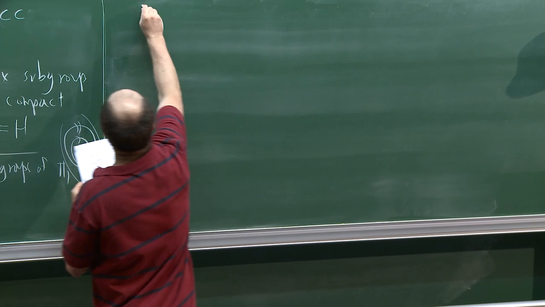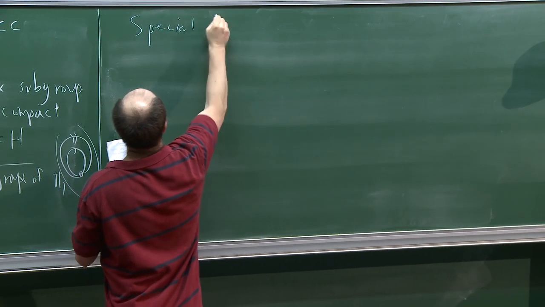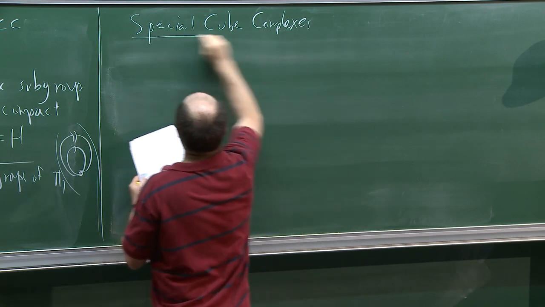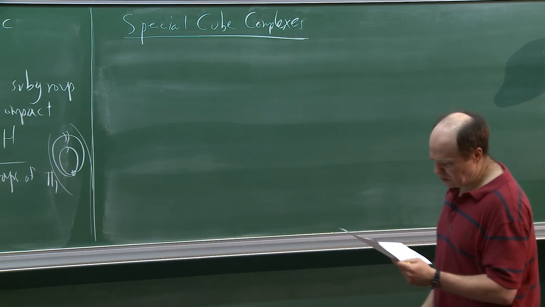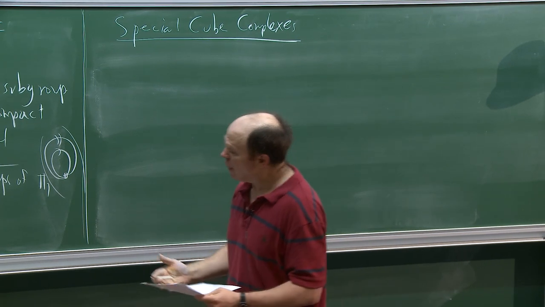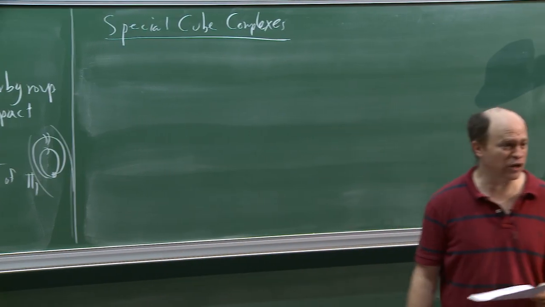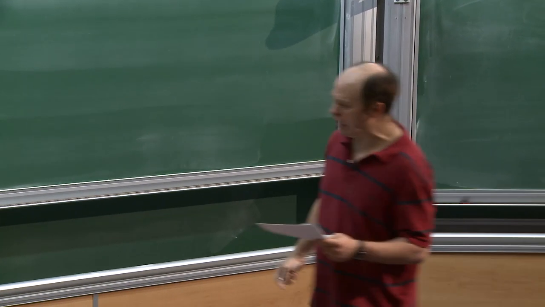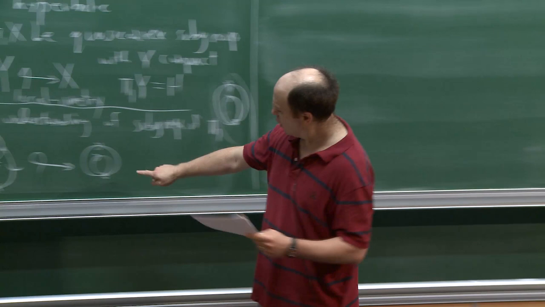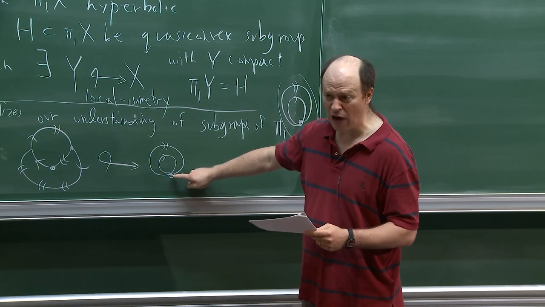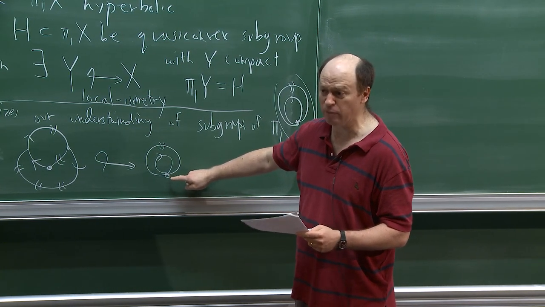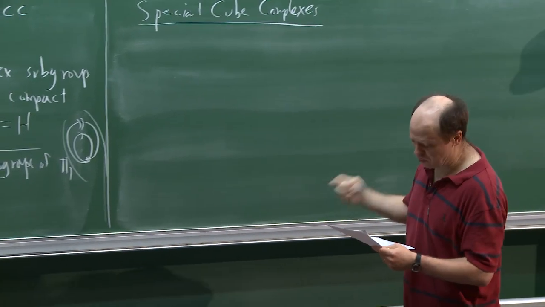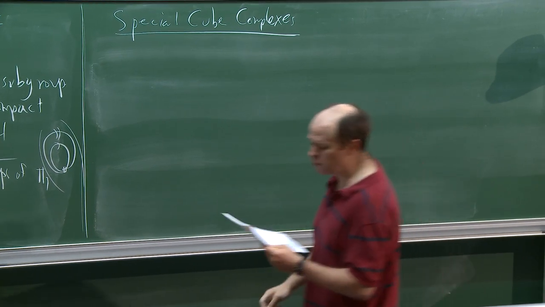Okay, so let's now move to special cube complexes. What I'm going to tell you now is about a category of non-positively curved cube complexes that even better echo the nature of graphs. So with graphs, we feel like we can understand the subgroups of their fundamental groups. So this is going to be certain non-positively curved cube complexes that are especially nice.